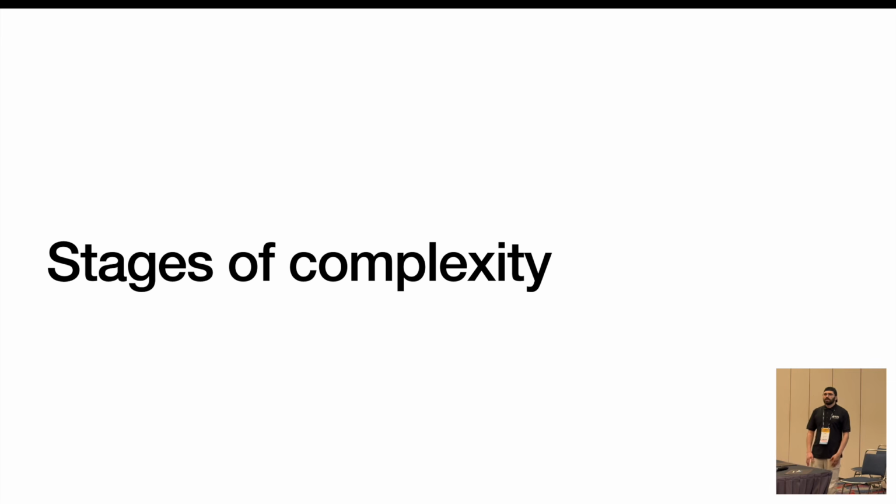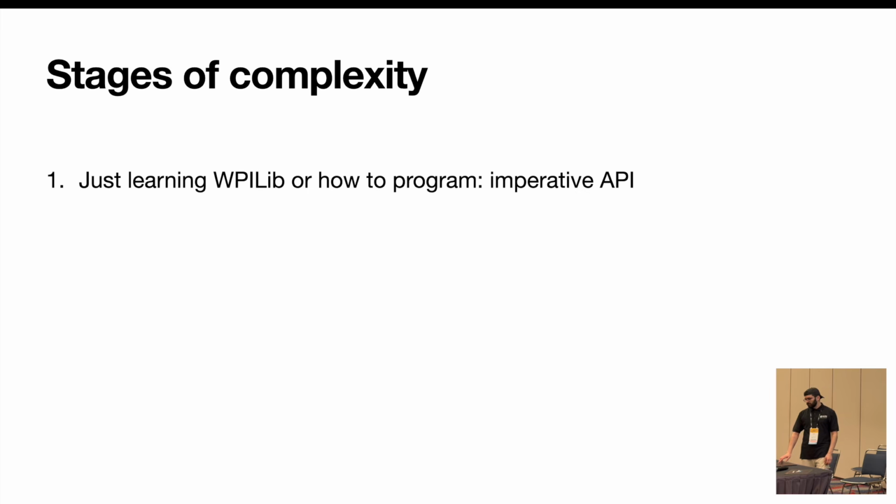So let's talk about stages of complexity. And this is complexity for your code. If you're just starting to learn how to use WPILib or just how to program in general, you want to use that imperative API. That's that while loop, if statements, etc.